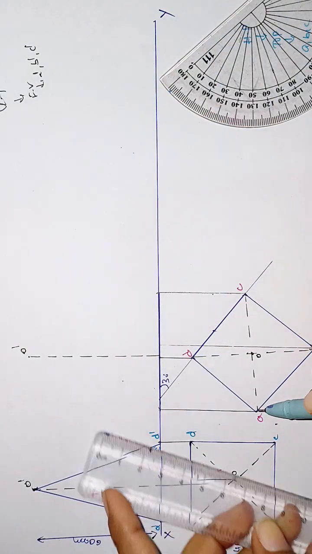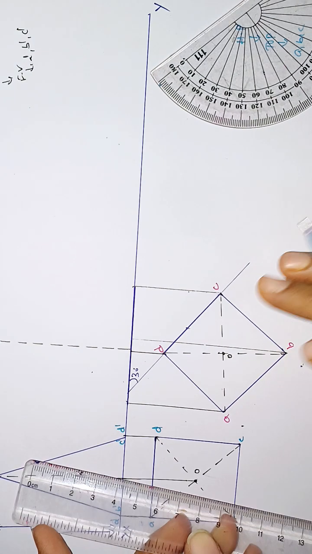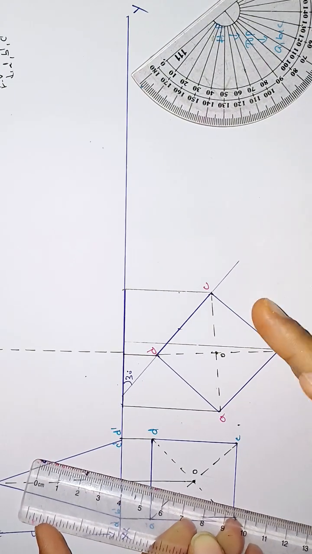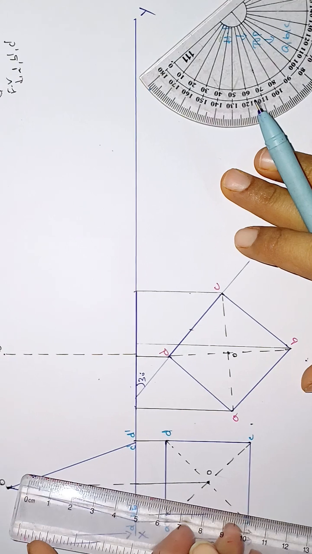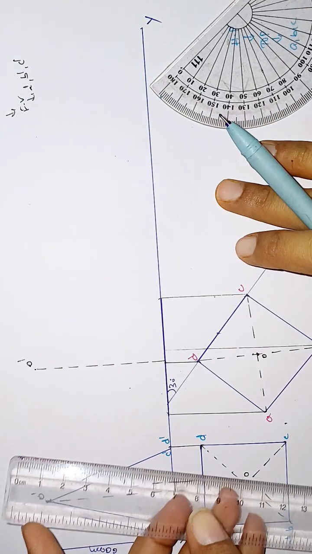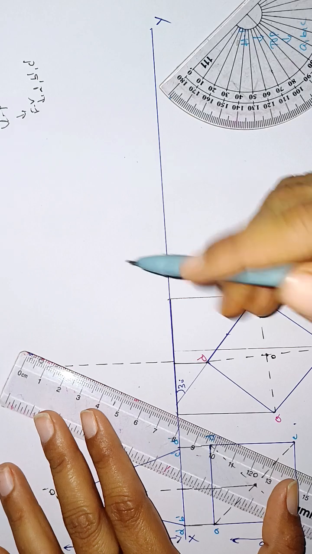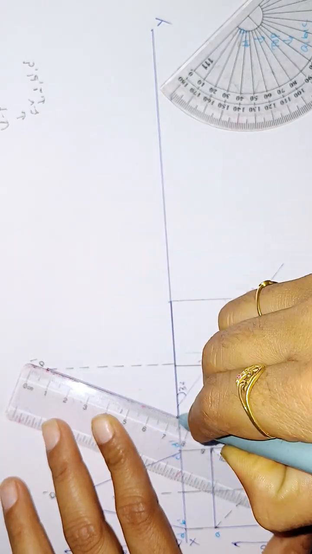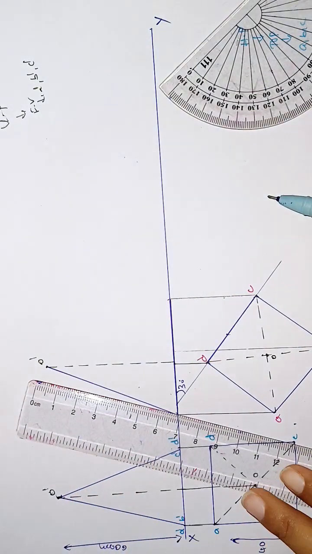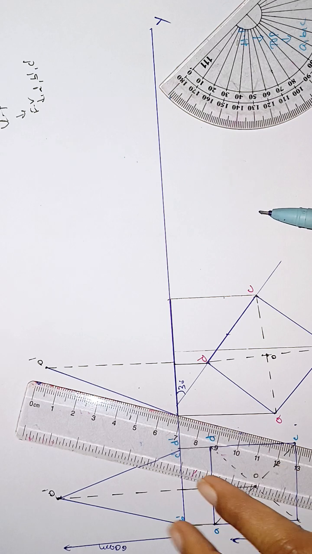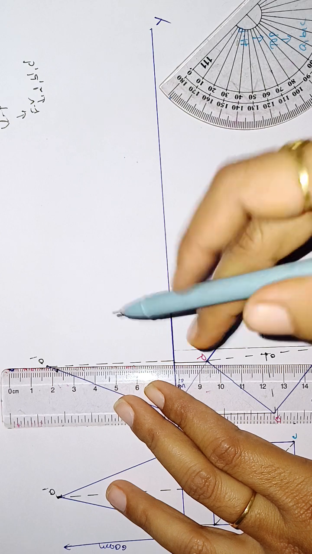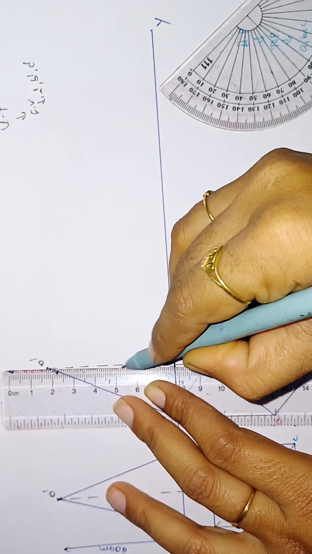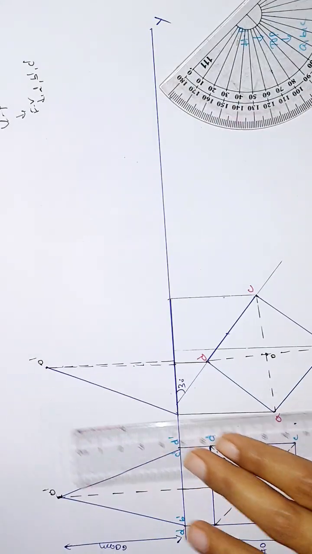Similarly, draw A. If you see the front side of the square, A, B and C are the main points. D is the hidden point. So here draw A. A should be a dark line, so directly you have to draw dark. And D should be a light line. Axis line should be different and D line should be different.